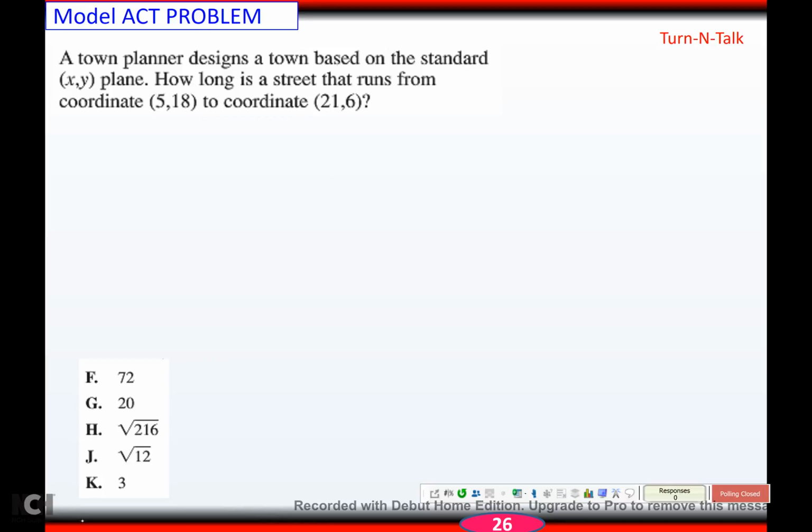Alright, try this one. Hit pause, come back when you're ready. And hopefully you got G.